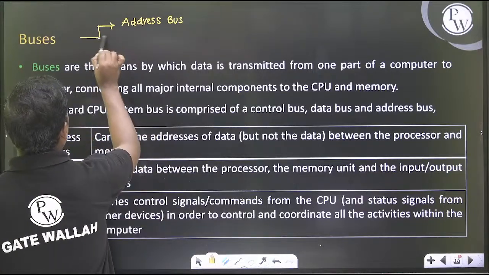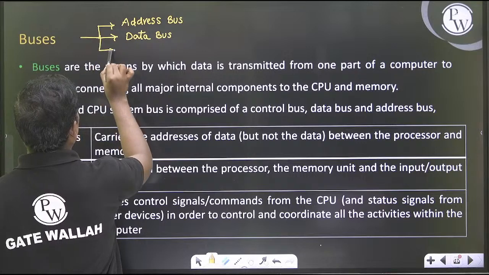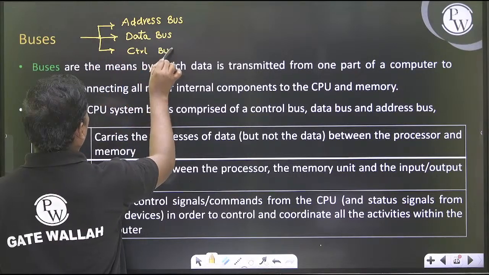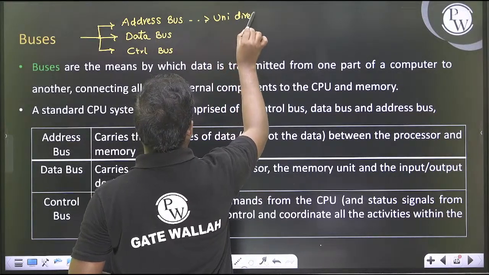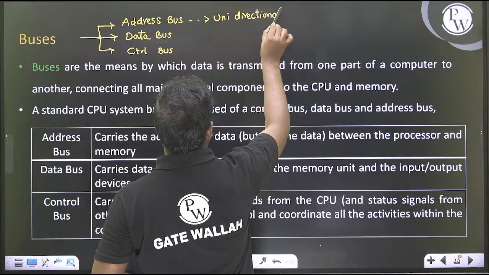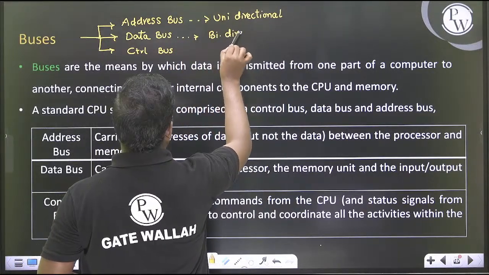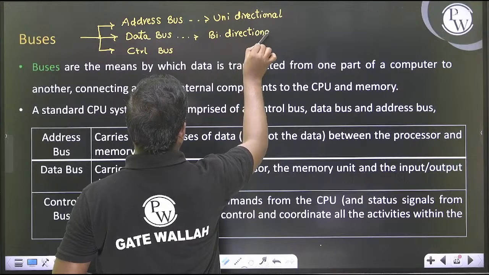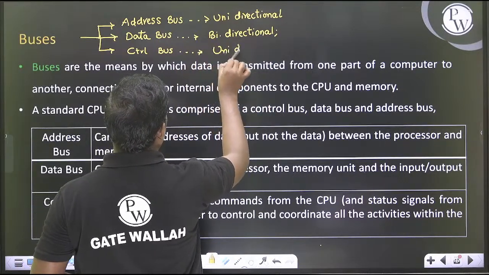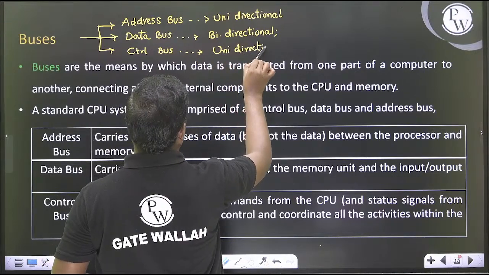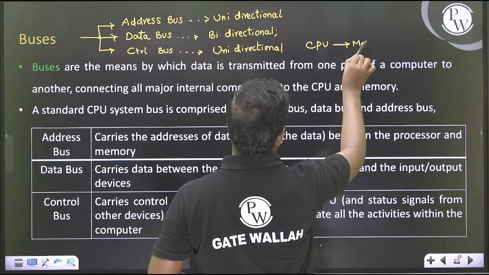So the address bus comes first, next the data bus, and after that the control bus. So, my dear students, you see, the address bus is unidirectional, whereas the data bus is bidirectional. Next, the control bus is unidirectional. Control always goes from the CPU to memory or from the CPU to IO.